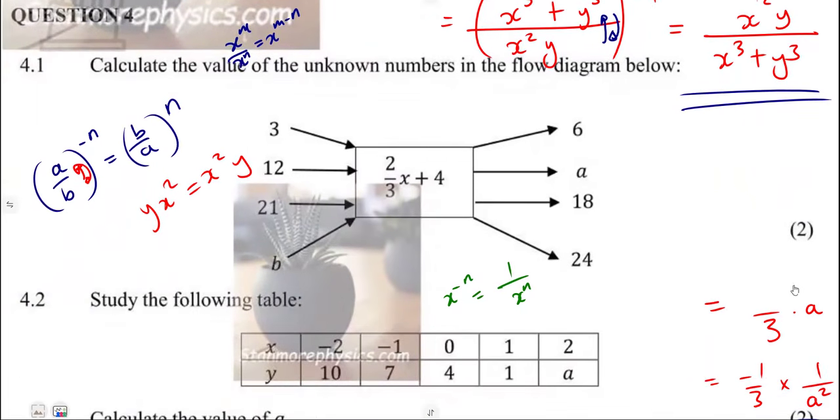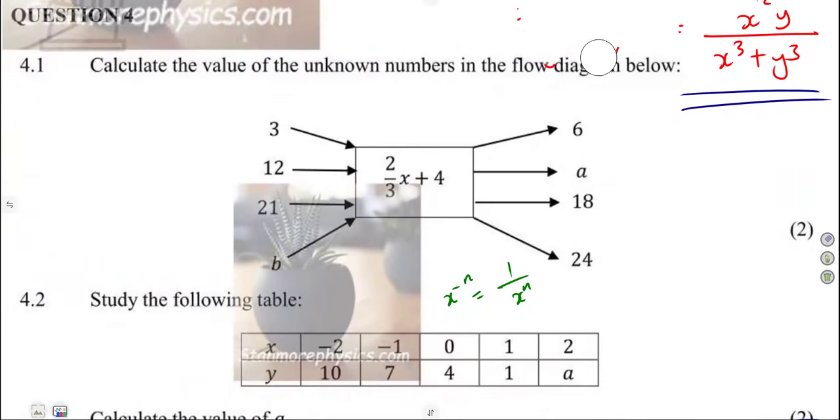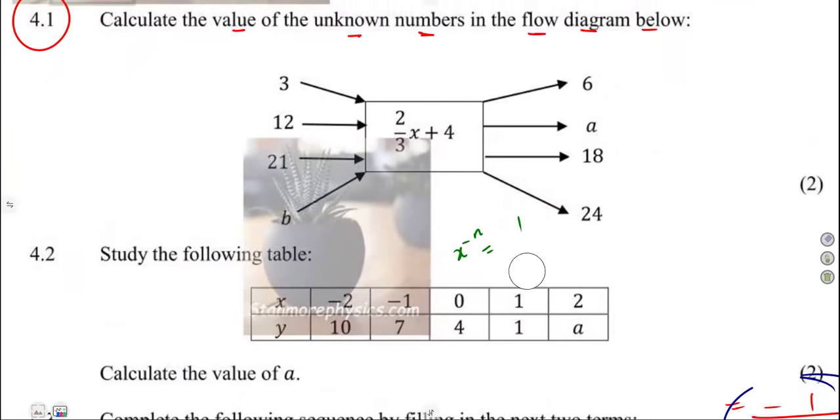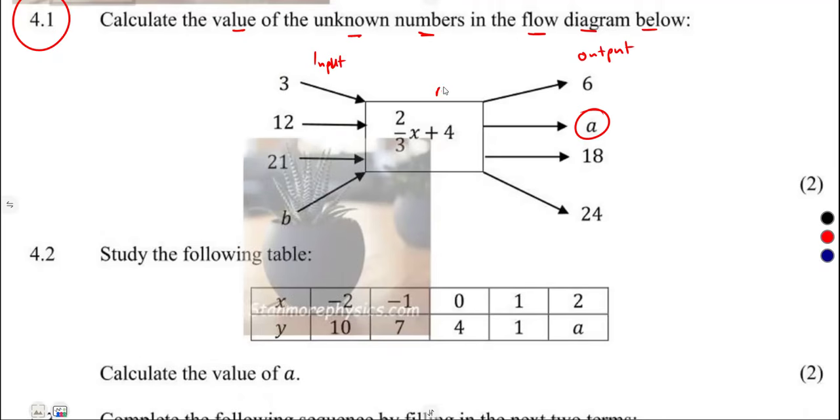Let us move on to question number 4. All right, let's see what we got. We are told: 4.1, calculate the value of the unknown numbers in the flow diagram below. The unknown terms in this case are A and B. They've got the input values. We've got our input, here we've got our output, and this is our rule.